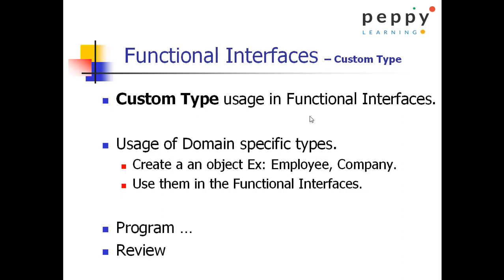Now let's take an example. Let's say I want to have an employee management system where employee is specific to a domain. So in Java, you call this domain as class names. We ideally call it a bean or POJO, plain old Java object. Now in this video, we are going to understand how to use custom types in the functional interfaces. Let us see a couple of programs and review it again.